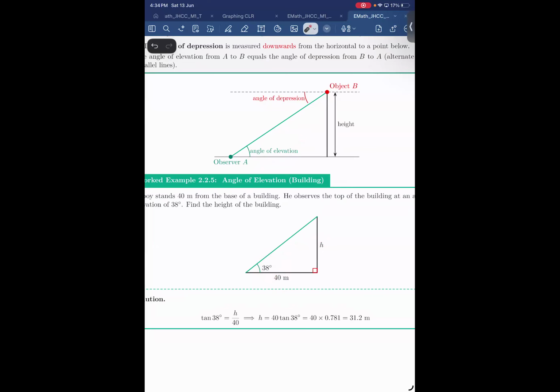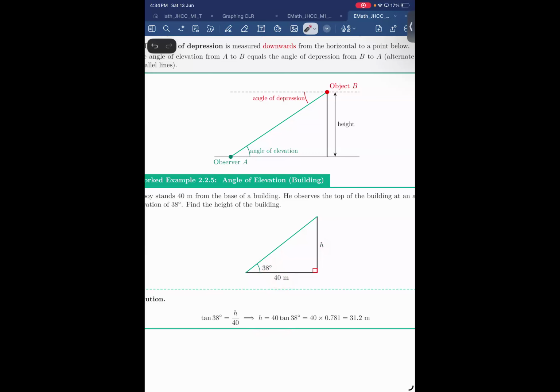For this question, once again, how do we identify which sides to use? For 38 degrees, we have adjacent and opposite, and we want to find opposite. So adjacent, opposite, we choose tangent. Tangent of 38 degrees equals opposite, h, over 40, which means h is 40 times tangent 38 degrees, which is 31.2 meters.